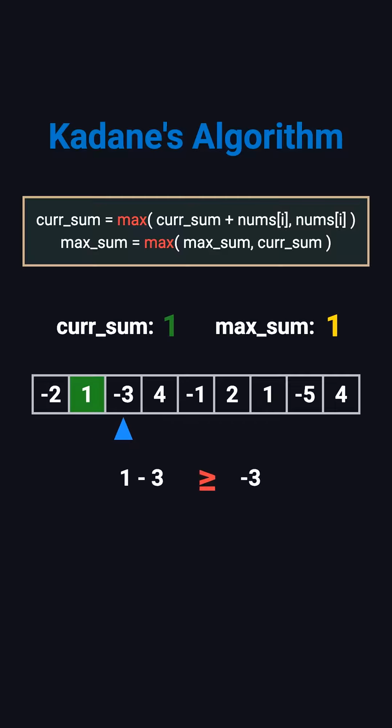Next is -3. 1 plus -3 is greater than -3 alone, so we keep accumulating. Current sum becomes -2, while max sum stays the same. We keep applying the same rule as we move forward. And by the time we reach the end, max sum holds the value 6, which is our final answer.